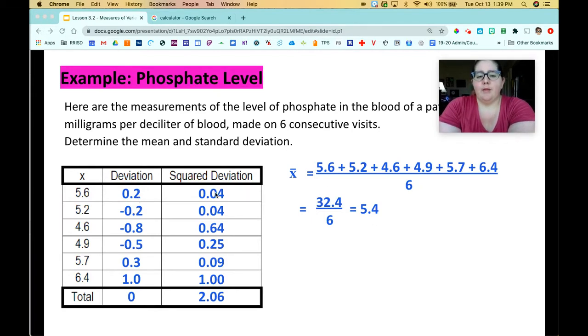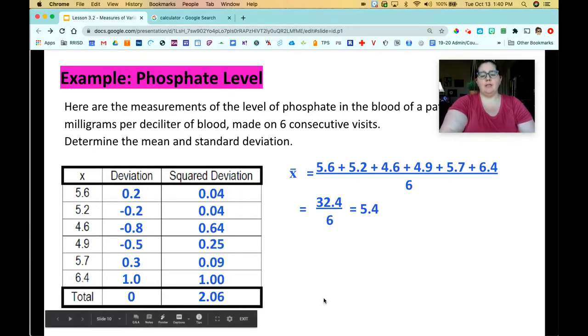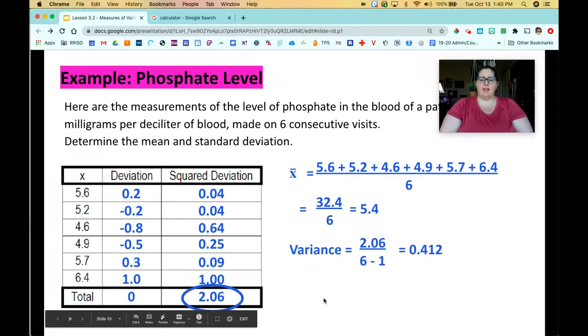And then I squared it. 0.2 times 0.2 is 0.04. And then I did that for each number in my list of data. Remember, even if the deviation comes out negative, when I square it, it becomes positive. And that's the point of why we square it. So I did that for each set of data, and then I added them all together. And this down here, that 2.06, is my sum of the squared deviations.